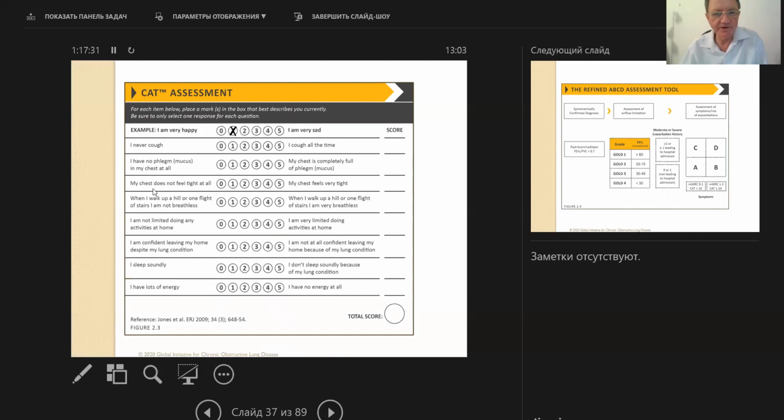For example, a question: I never cough, that's 0 points. If I cough all the time, 5 points. That's why the patient checks these scales. If the total score is less than 10 points, it means fewer symptoms. If the patient scores more than 10 points on the COPD assessment test, the CAT test, the patient has more symptoms and more influence of the disease on the health condition of the patient.